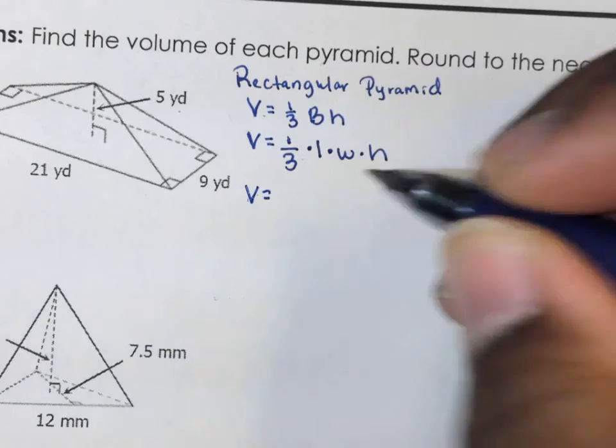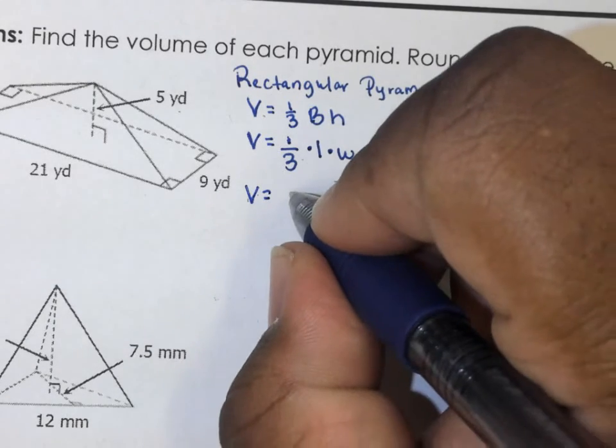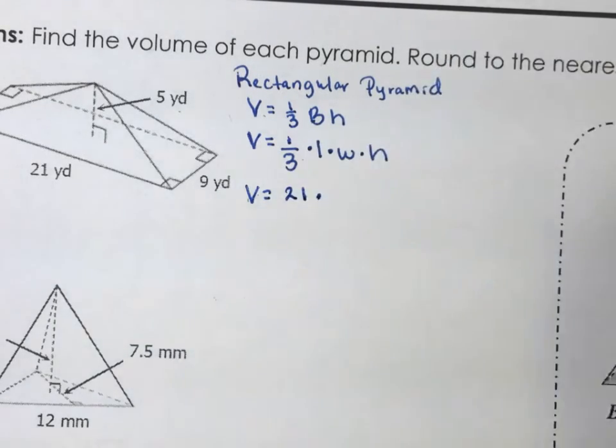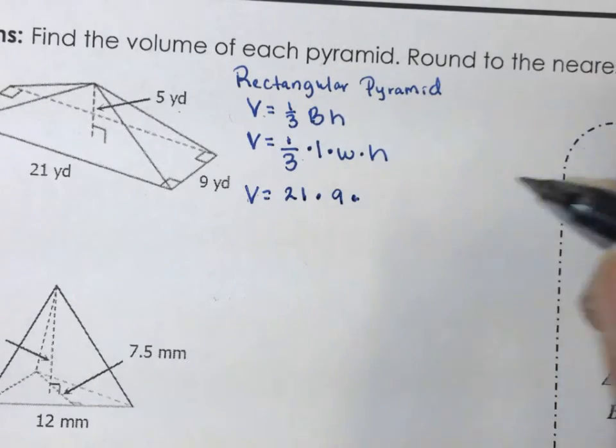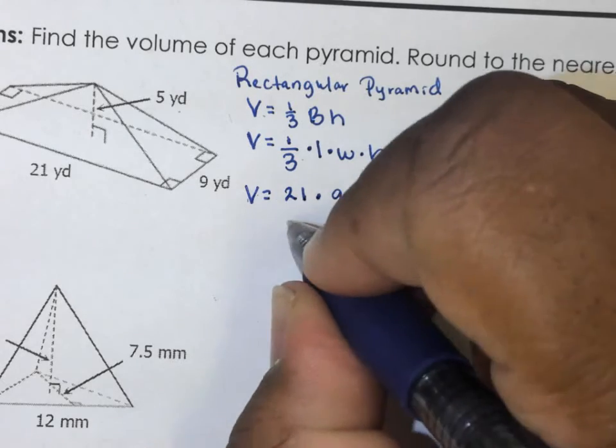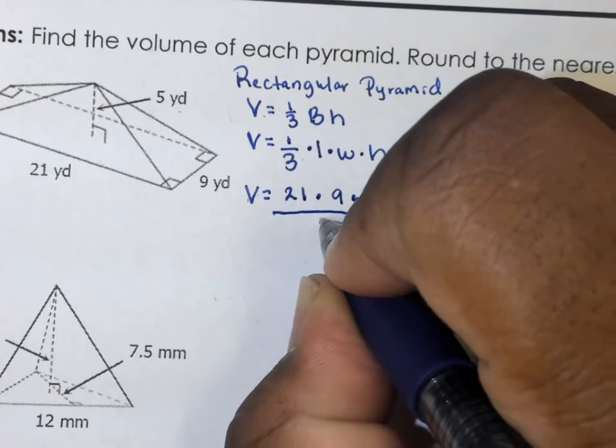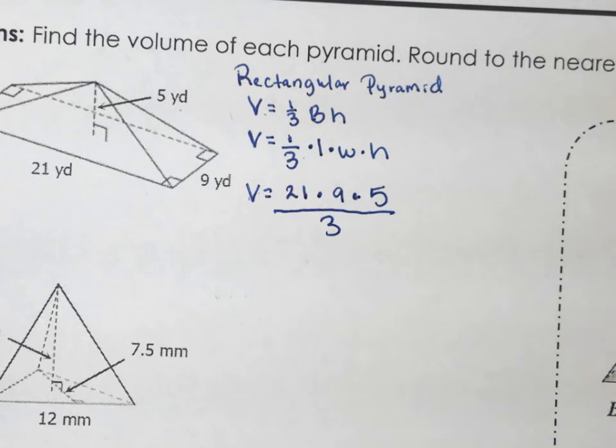So I'm going to say volume equals, and then L for me is going to be 21 times my width, which is 9, times the height of my pyramid, which is 5. And then I take all that and I divide it by 3 at the end. I move my 1/3 down, I do a divided by 3 at the end. It's just easier for me to multiply everything together and then divide by 3 at the end, instead of trying to get a decimal at the beginning and then multiplying everything by that decimal.